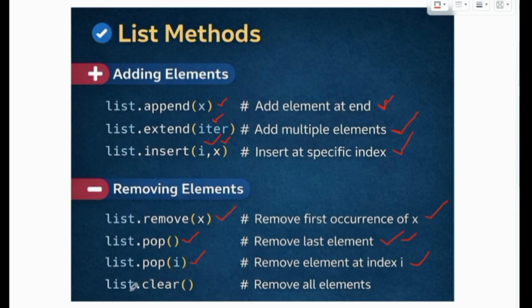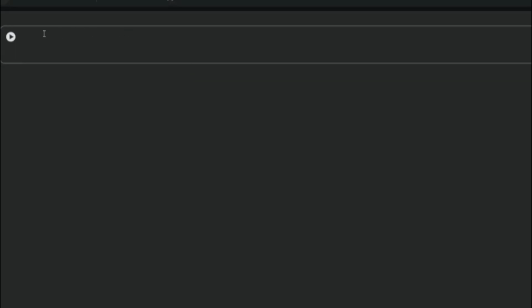The last method, list.clear(). This method will remove all the elements from the list and it will make the list empty. You can clearly see the syntax, list.clear(). Now let us look at some examples.